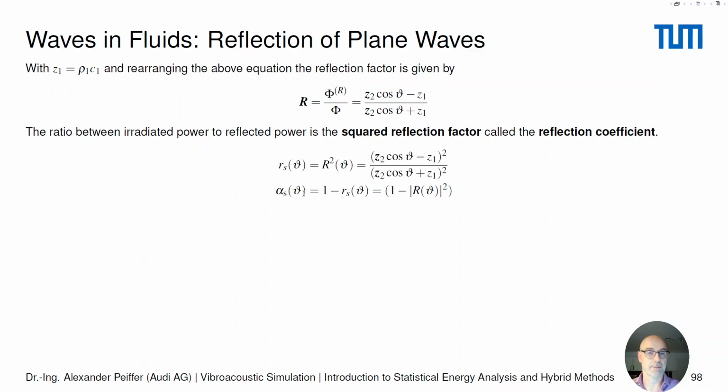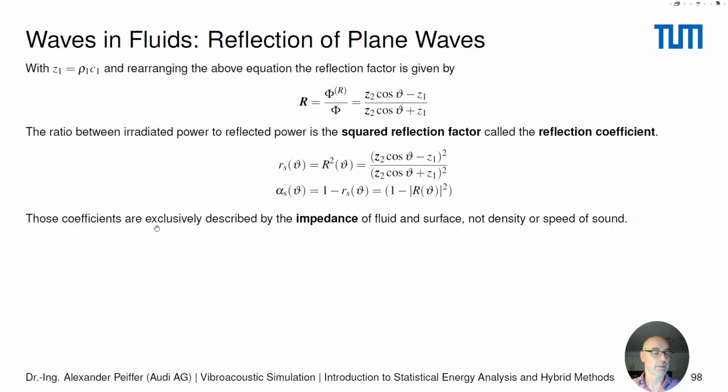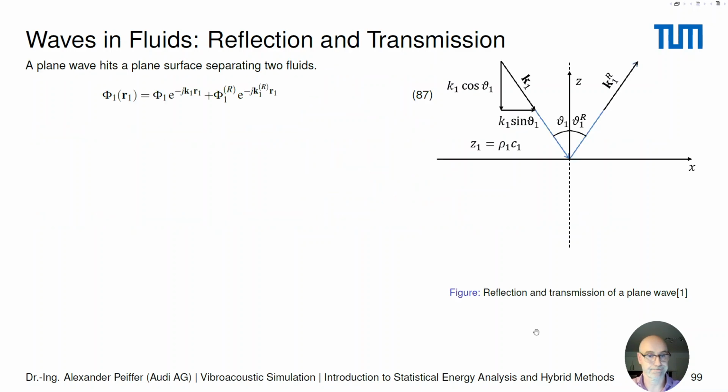When we design absorbers, we are interested in exactly the opposite. So the question is, what is the energy that is absorbed, which is 1 minus the reflection coefficient, leading to this expression here when we use the reflection factor again. So please note that all those quantities, they are exclusively described by impedance of the fluid and surface. So the density or the speed of sound doesn't play any role here, only in its combined form. That means the product of it, which is the characteristic impedance and all the impedance description of the surface.